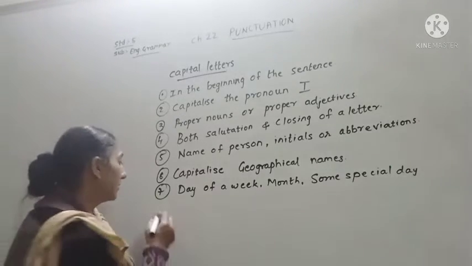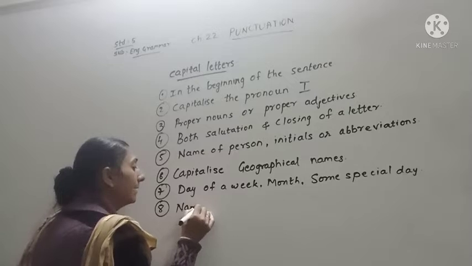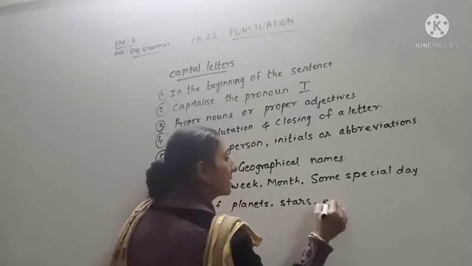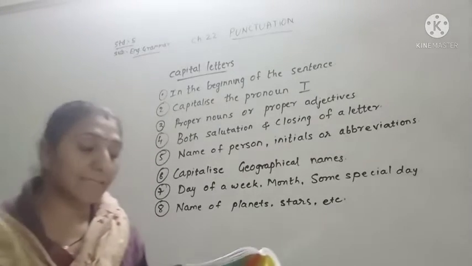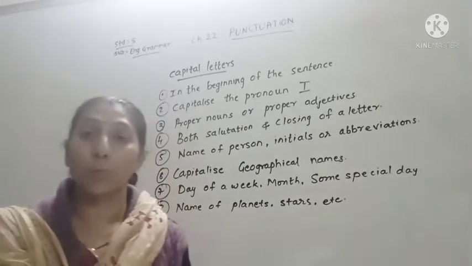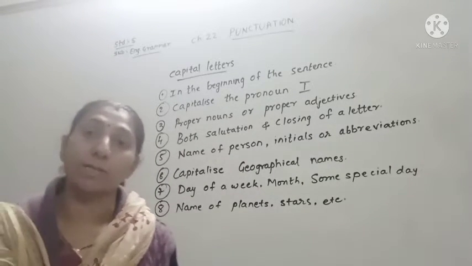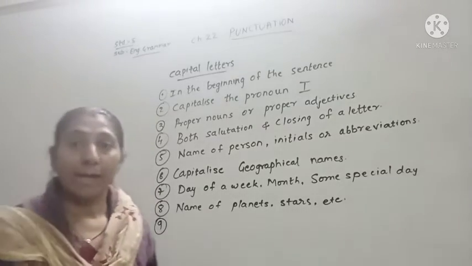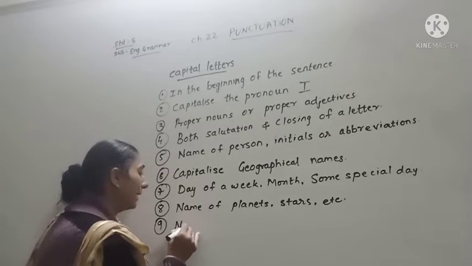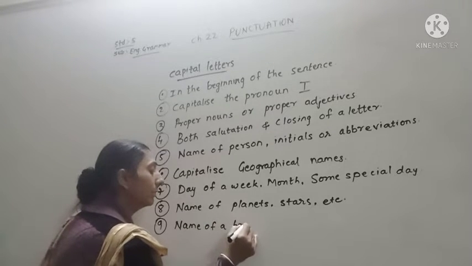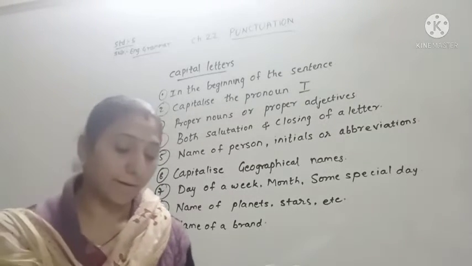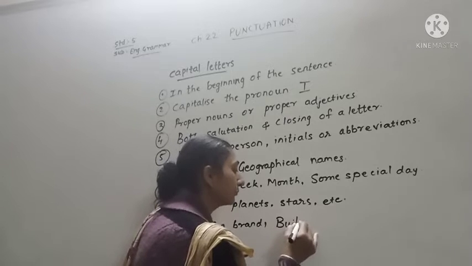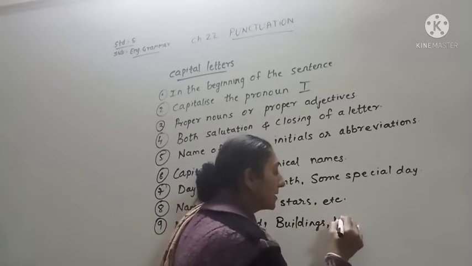Capitalize the names of planets, stars, etc. Then capitalize the name of a business and brand names of business products. Whenever we use the name of some branded products, we write it in capital. For example, Godrej, Hindustan Lever, etc. So, name of a brand. Then capitalize the name of particular buildings and monuments.